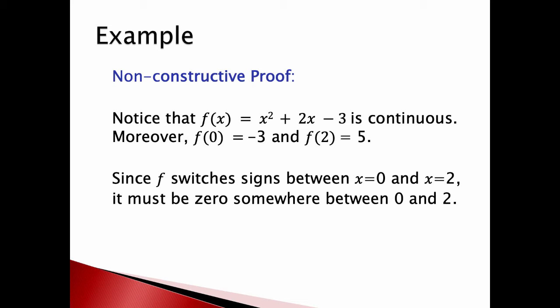I don't know where. I haven't proved where it happens, but I have proved that it does have to cross the axis somewhere. There has to be a place, an x value, that I could plug in and get 0 somewhere. That's the essence of a non-constructive proof. I don't produce the x, I just prove to you there has to be one.